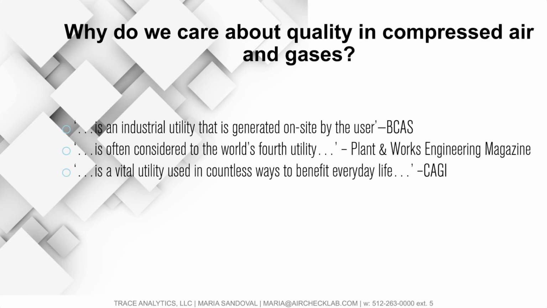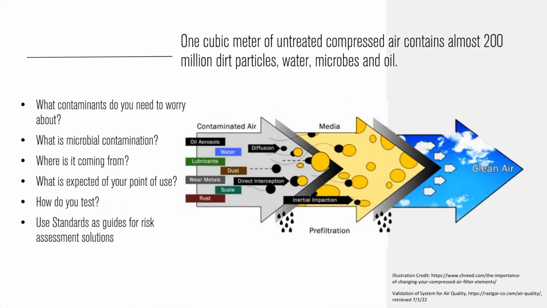So when you're thinking about your food and beverage facility, think about how many pneumatic tools you use. Think about if you're using compressed air as an ingredient. Think about if you're using compressed air just as indirect contact. So these are all the types of questions and the reasons why we care about the quality of compressed air and gases. And so when you're thinking about, well, Maria, why is it so important? I don't understand. We care about controlling the environment. Compressed air is just a tool that we use.